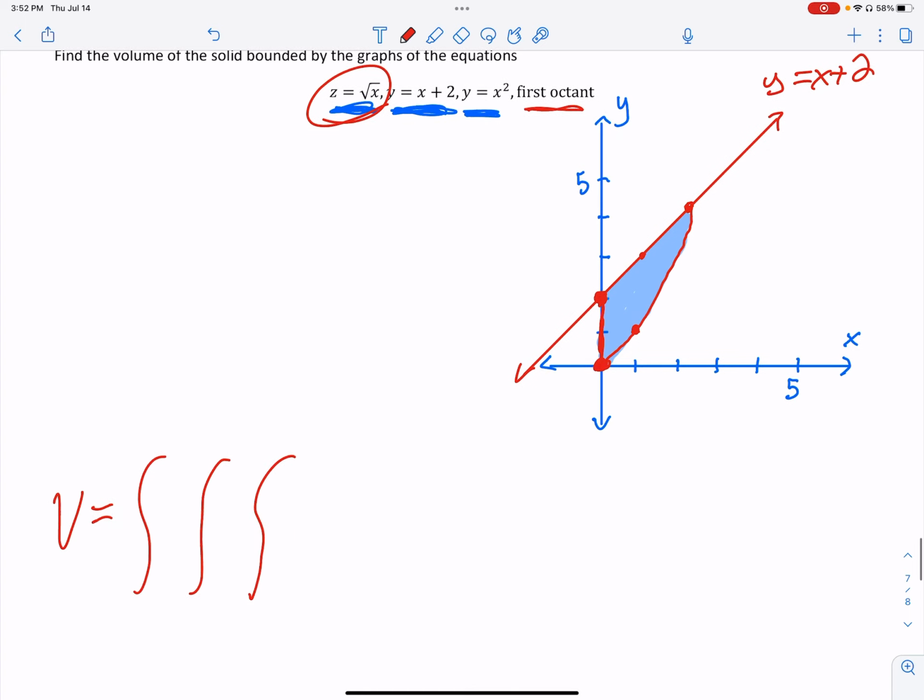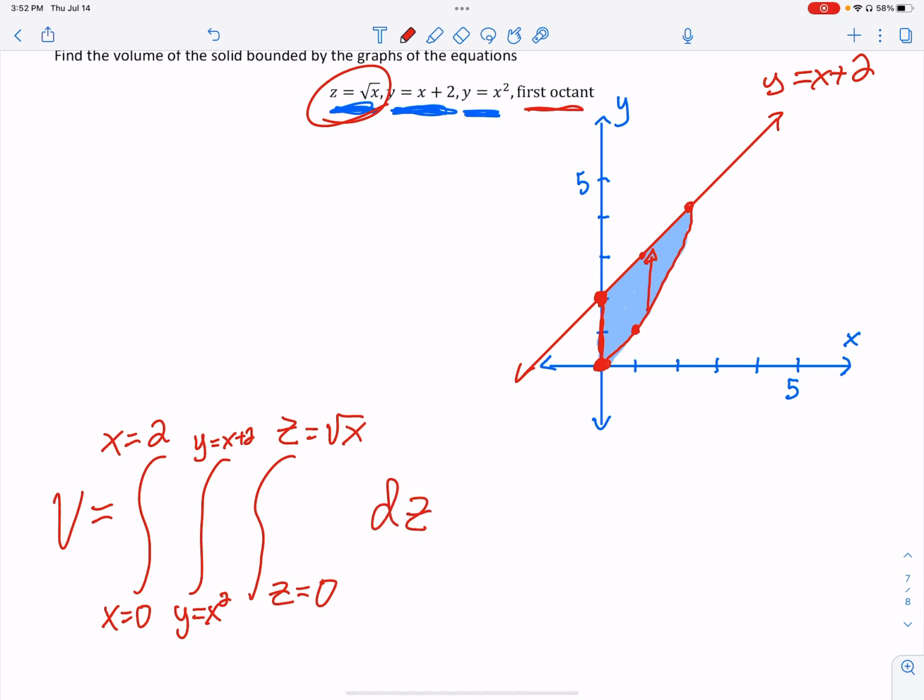So we're going to do z first. It is that plane. It says first octant, so that tells me z equals 0, up through z equals the square root of x. Y, now I just determine bottom curve and top curve. Okay, bottom curve is the parabola, so y equals x squared. Top curve is the line, which is x plus 2. And then we just look at our x's. X goes from 0 to 2. Okay, and then we make sure our dz's, dy's, dx's are right.